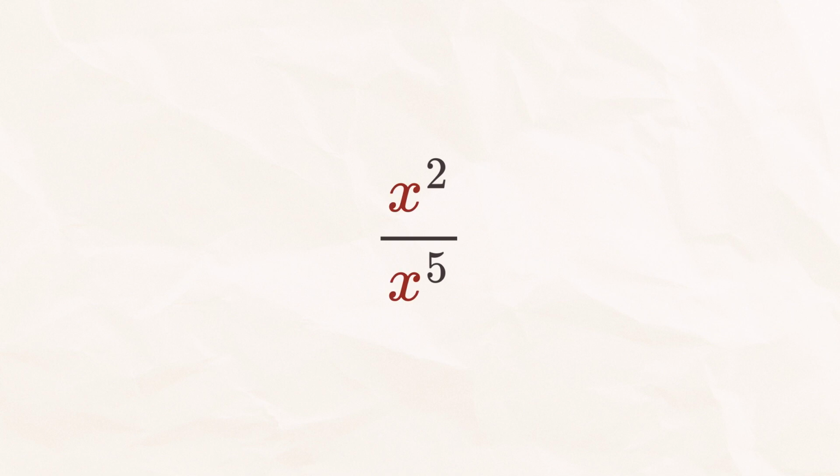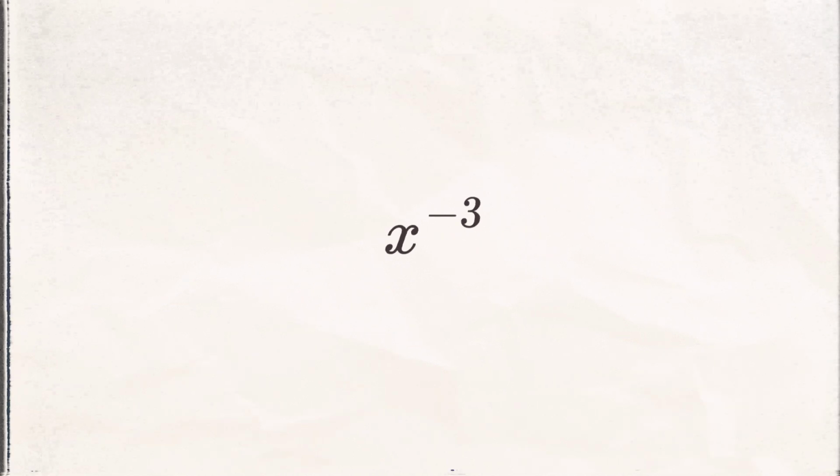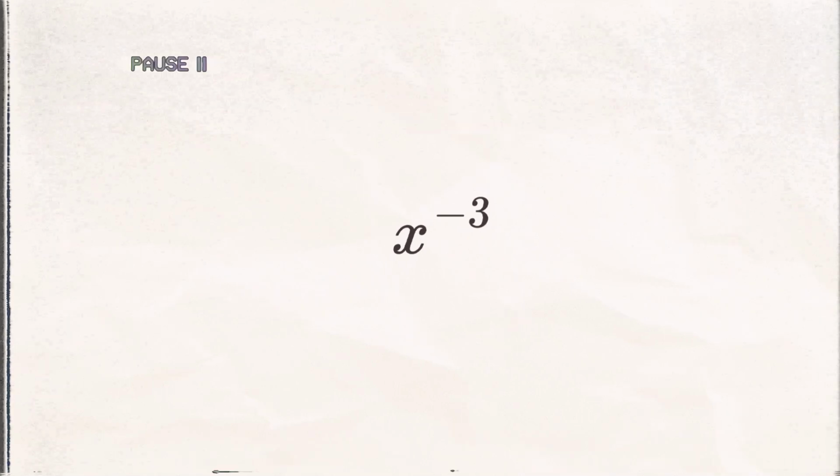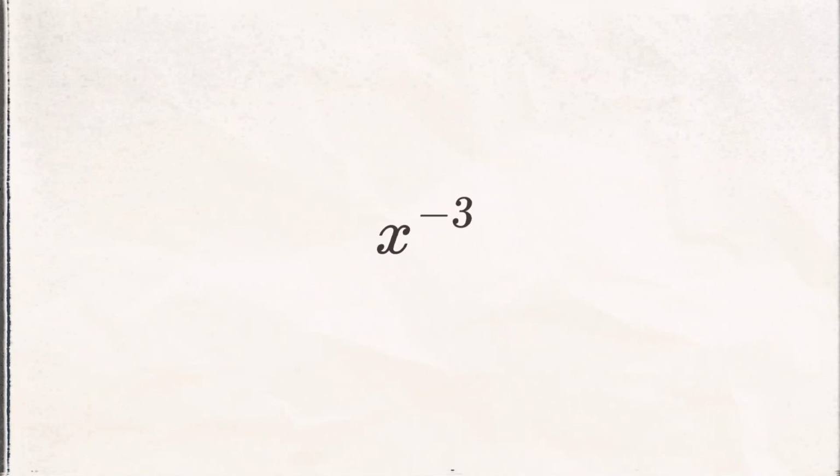As we already noticed, the bases are the same, and the rule is that if the bases are the same, we can just subtract the exponent in the denominator from the exponent in the numerator. 2 minus 5 is minus 3, so this now reads as x to the minus 3. There's our negative exponent. But what does that mean? How do we interpret this expression? And how might we do an actual calculation?